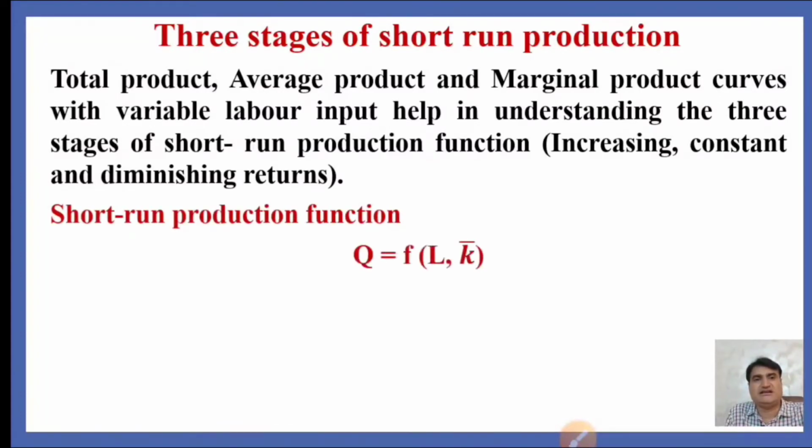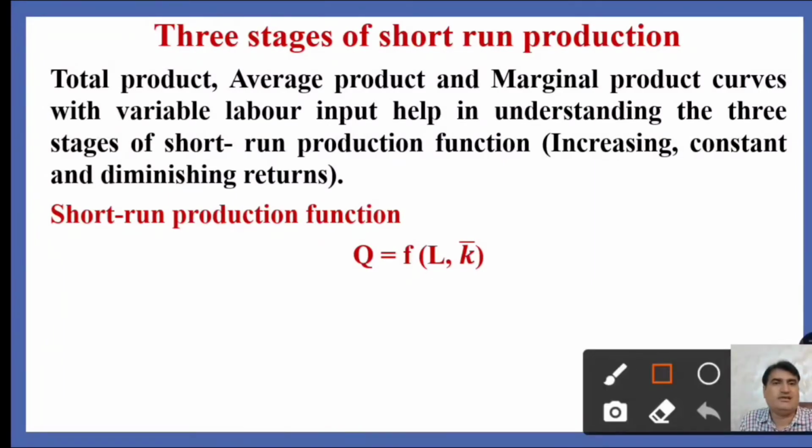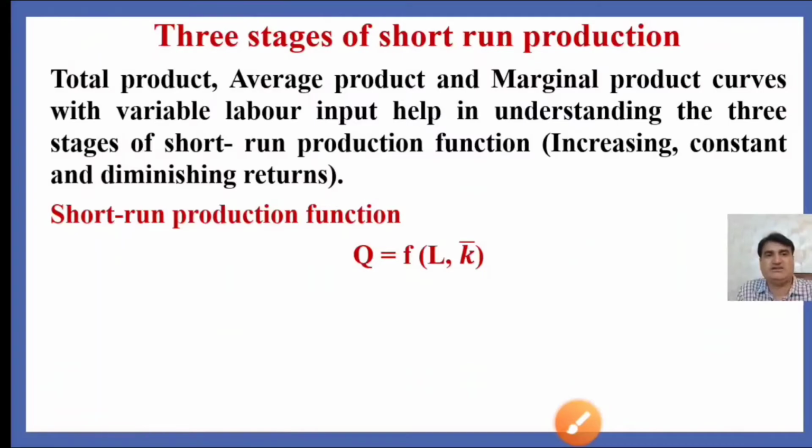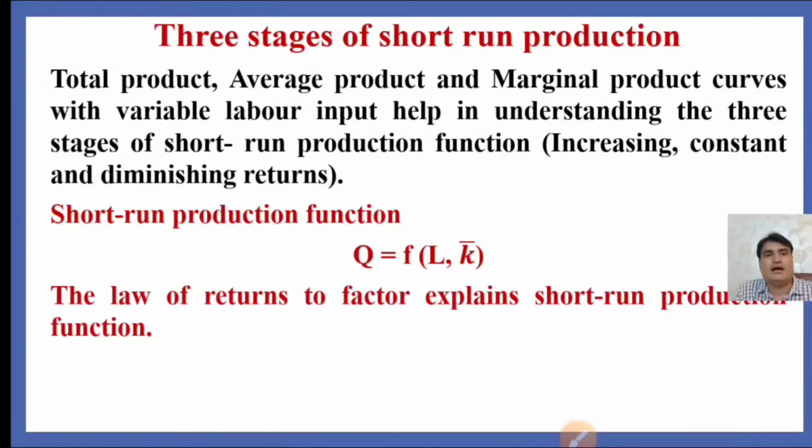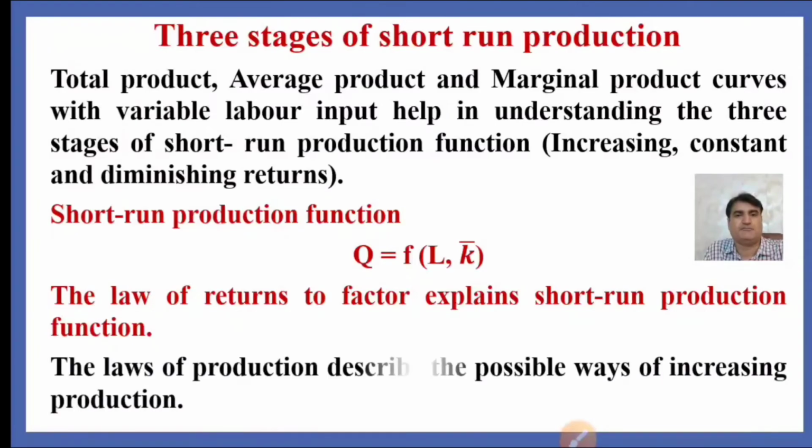The short-term production function is simply that the quantity is a function of labor. You can see here the K with a bar. It means K, capital, is constant. The short-term production function is the function in which the output can be increased through changes in variable factors. So in the short-term production function, output is a function of labor and variable inputs. The law of returns to factor explains the short-term production function. The laws of production describe the possible ways of increasing production.